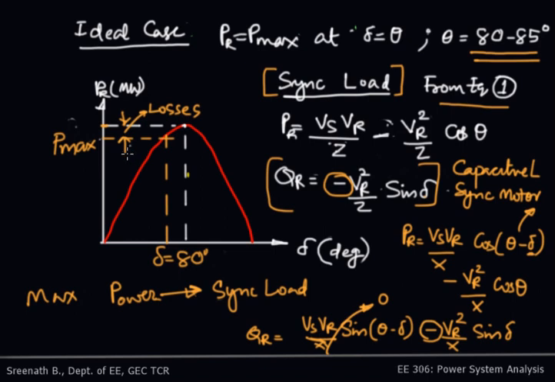So once you neglect the losses, you can transfer more power. That much more power can be transferred. Once you include the losses, you can transfer less power. So here the Pmax value reduces. Again, this is the steady state stability limit for this particular condition.